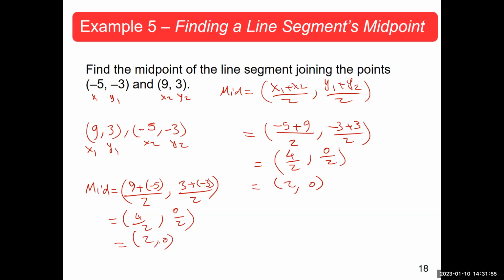The whole idea, be careful with the sign. So this negative came with the number. You have to bring it over. Although there is a plus between them, you can keep it. So you're saying 9 plus -5 is 4. 3 plus -3 is 0.